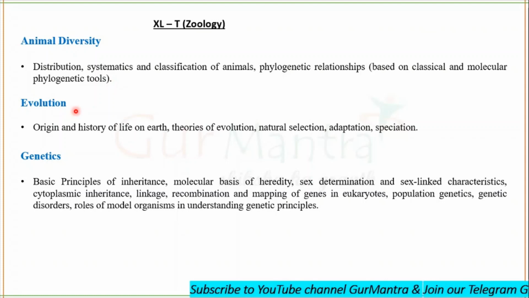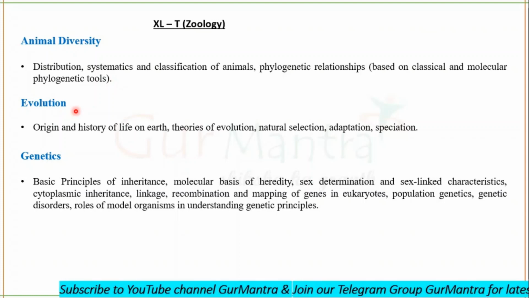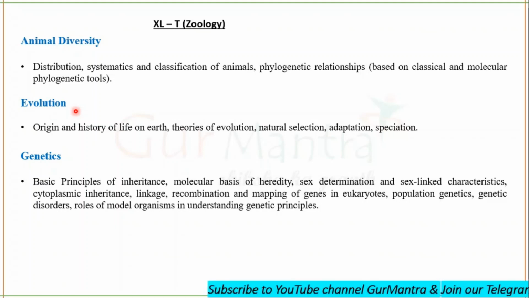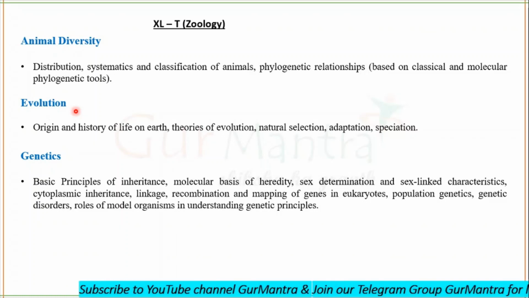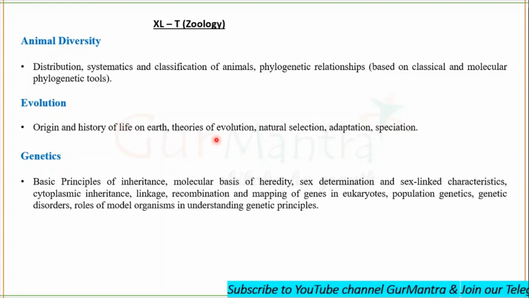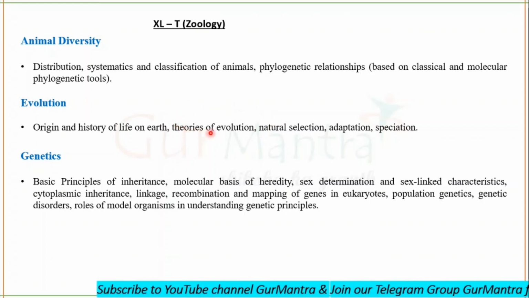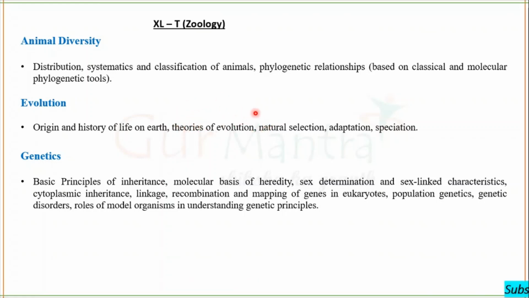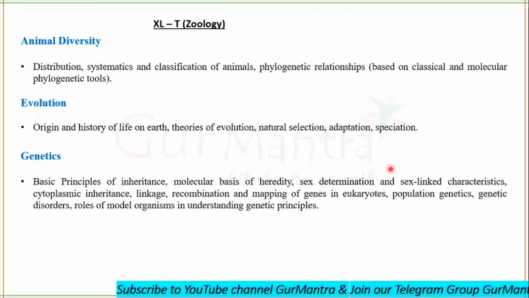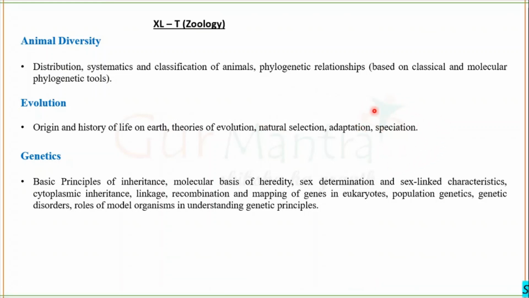In evolution, what do we study? The first thing that comes to our mind is how the first organism came on this earth, how the organisms evolved, what is the history of life on earth, how life originated on this earth. So for this, different theories of evolution were given. We will be studying all those theories, and we will be studying natural selection, how nature selects, how organisms get adapted, and finally how new species are formed.